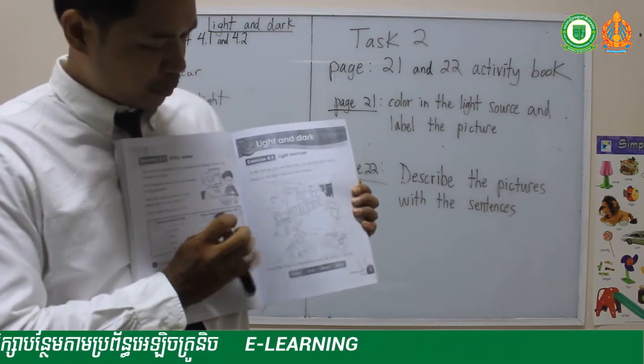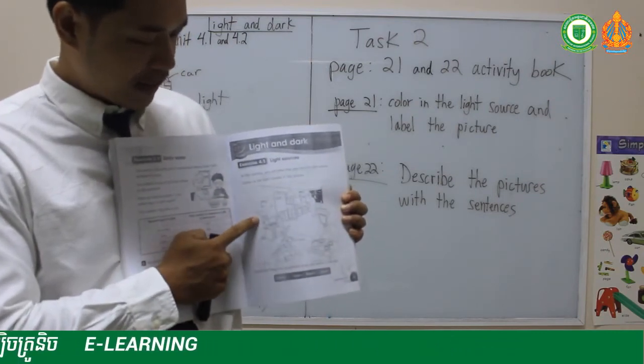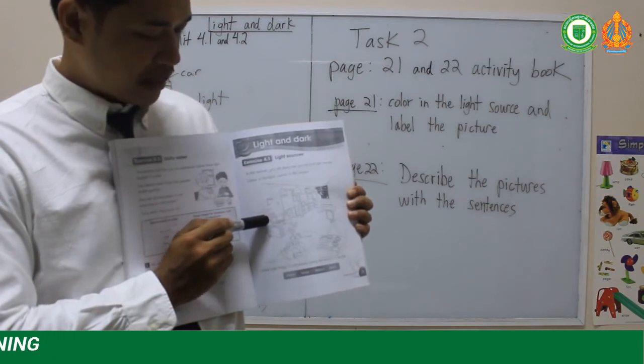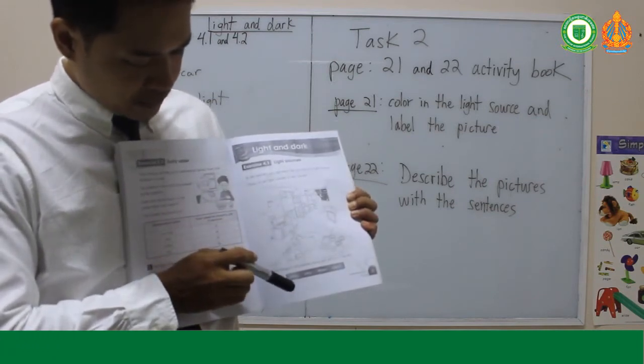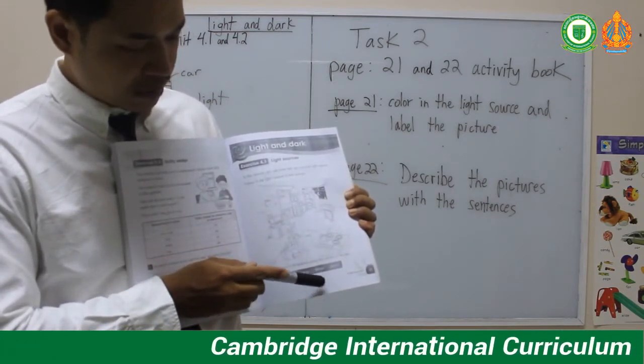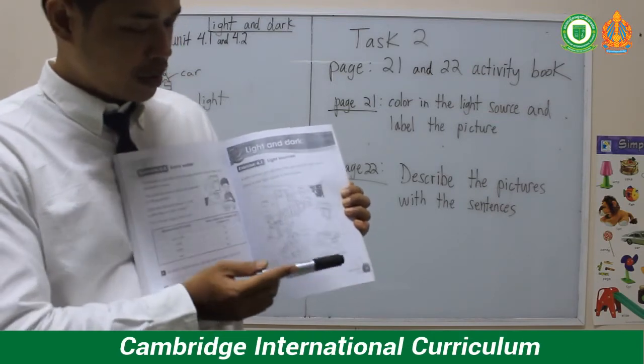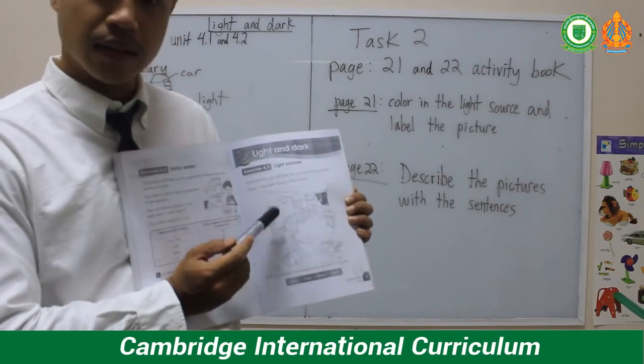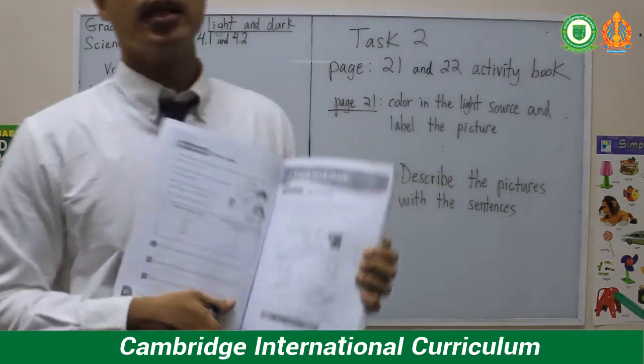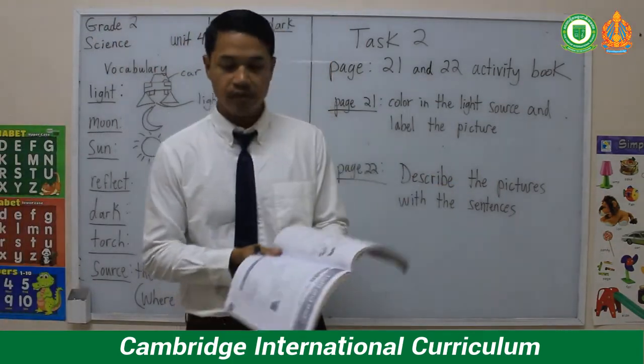For example, you see that line and you see that picture. What is that a picture of? Is that a flame? Is that a lamp? Is that a moon? Or is that a torch? Whatever it is, just write the answer right there. And you can post it to the group once you are finished.